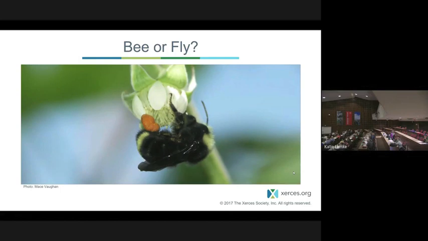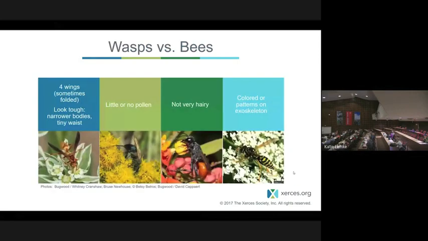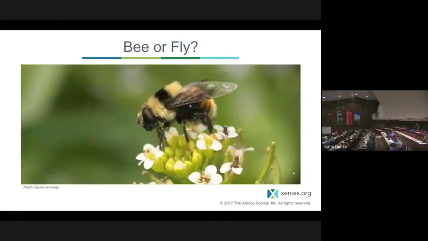How about this one? Bee. How come? Lots? Yep. So right away, if you see a huge pollen ball, you know that that's going to be a bee. And we're going to try one more here. What's this one? Are you sure?